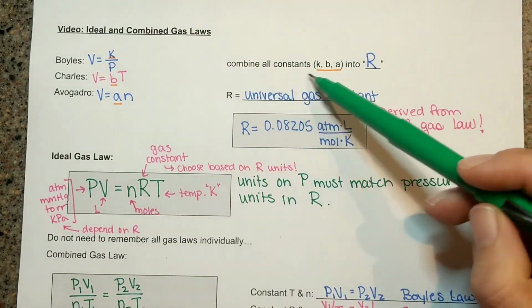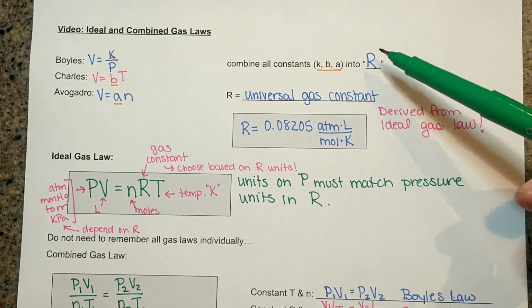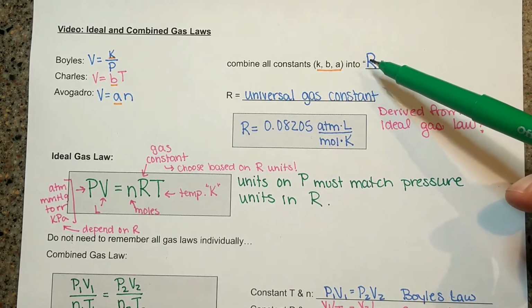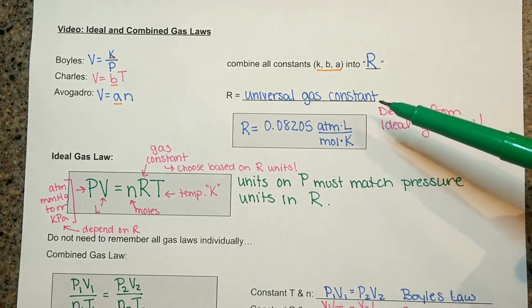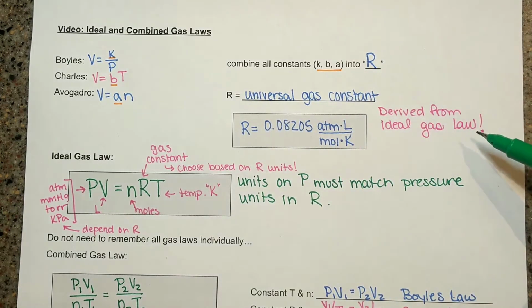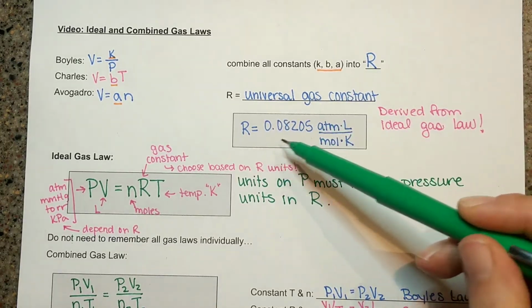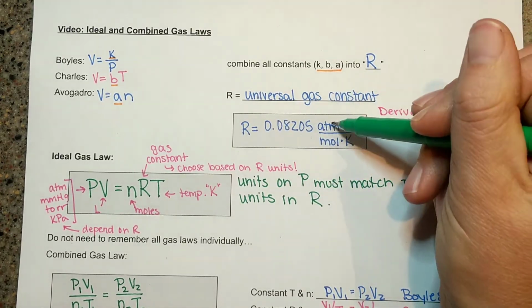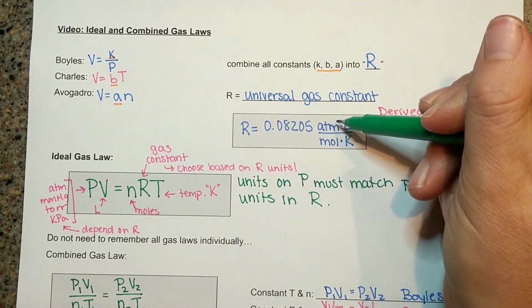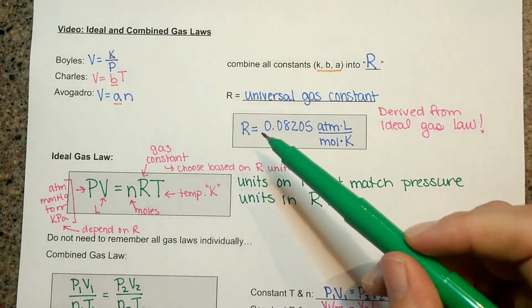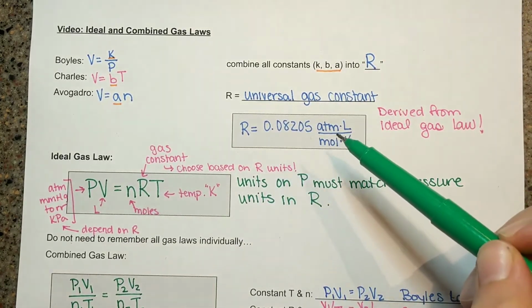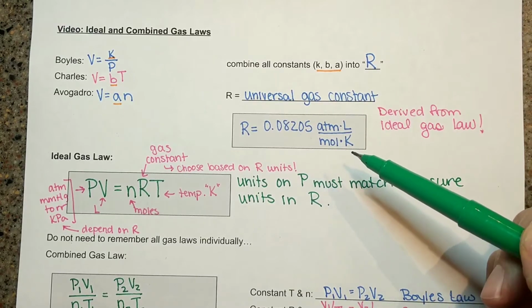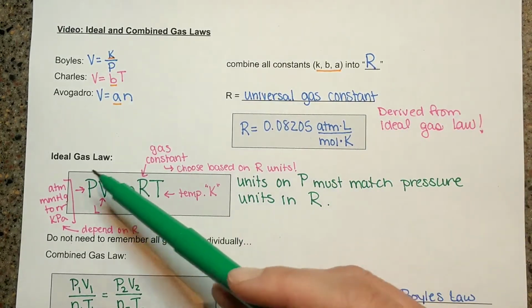If we were to combine all of these constants together into one constant, that constant is formally called R. R is the universal gas constant. R is derived from the ideal gas law at standard temperature and pressure conditions. Looking at the R value, or the universal gas constant, when we have atm as our pressure units, we get a value of 0.08205 atm liters per mole Kelvin. Like I said, this comes from our ideal gas law.